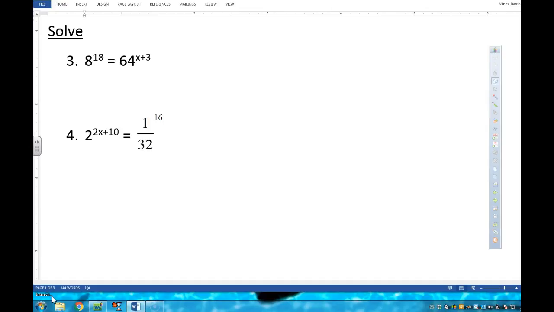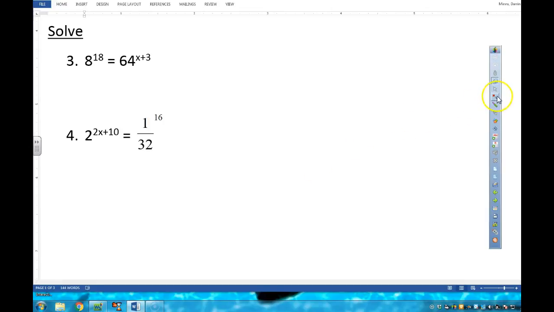What we talked about in class is that the best way to solve an exponential equation is to get common bases. If you can have the same base, then in essence you can cancel out those bases and just set the exponents equal to each other.